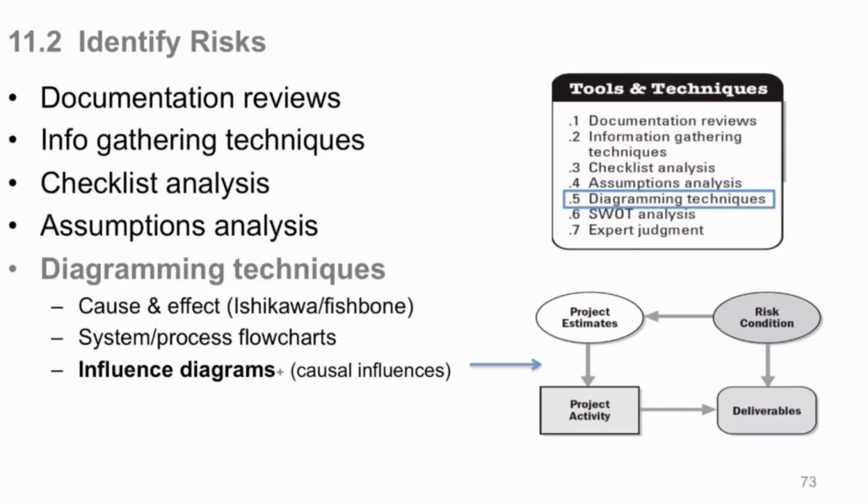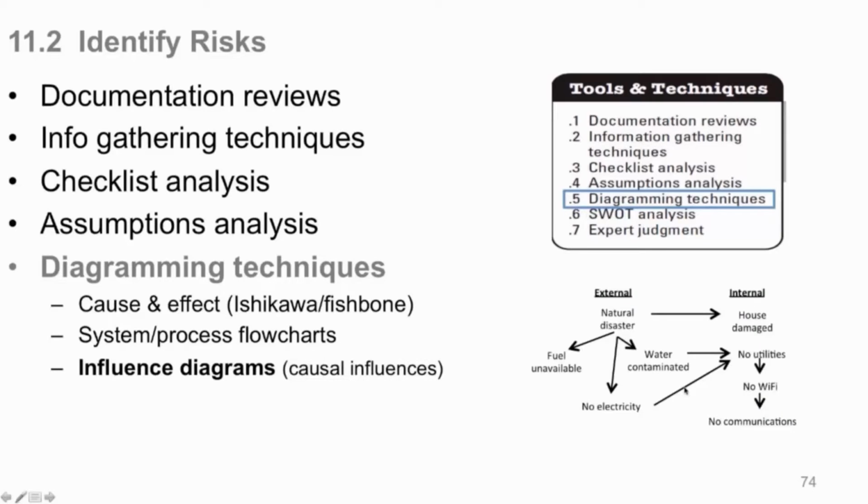And here's something called an influence diagram. It's also called causal influences. And this is right out of PMBOK. Here you have a risk condition. You have your project estimates. You have an activity because of the estimates. You have your deliverables, but you have risk going on as causal. This diagram doesn't make a heck of a lot of sense totally. So let's look at what this really means.